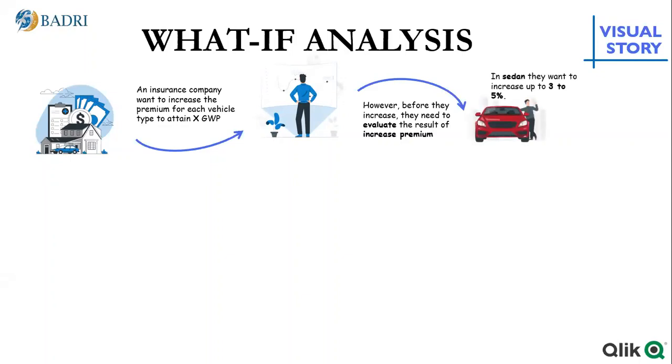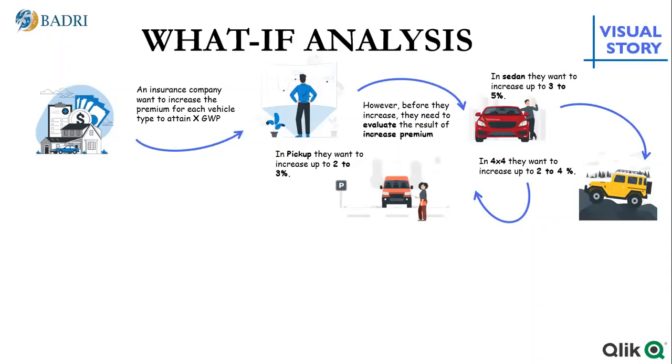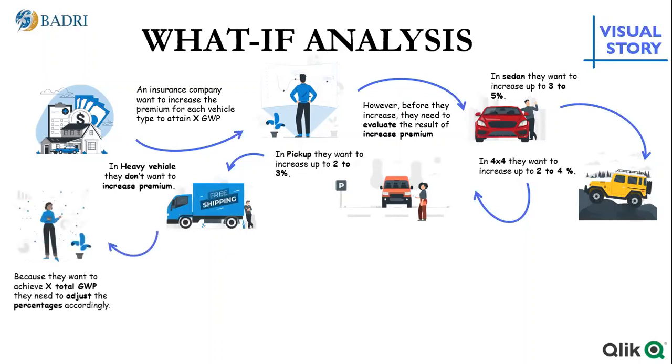For sedan, they want to increase up to 3 to 5%. For 4x4, they want to increase up to 2 to 4%. For pickup, they want to increase up to 2 to 3%. As for heavy vehicle, they don't want to increase the premium. So by considering these different scenarios, the company was able to determine the increase of premium by each vehicle type in order to minimize the loss ratio through what-if analysis.